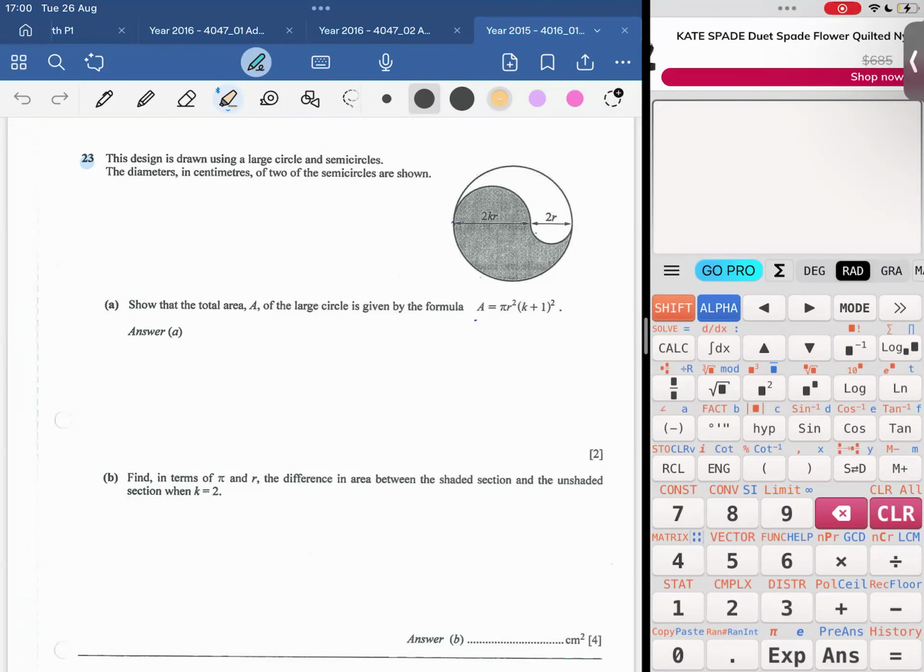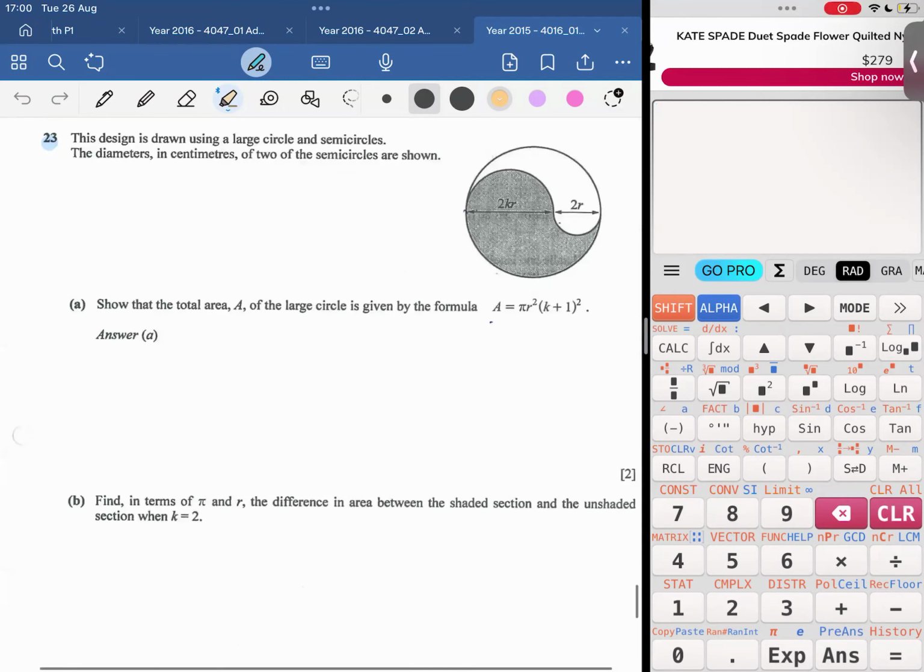Okay, let's look at this one, question 23 of the 2015 paper. We have one large circle and then a few semicircles inside. So we've got semicircle, semicircle, right? The diameters are given, and they want us to find the total area of the large circle.